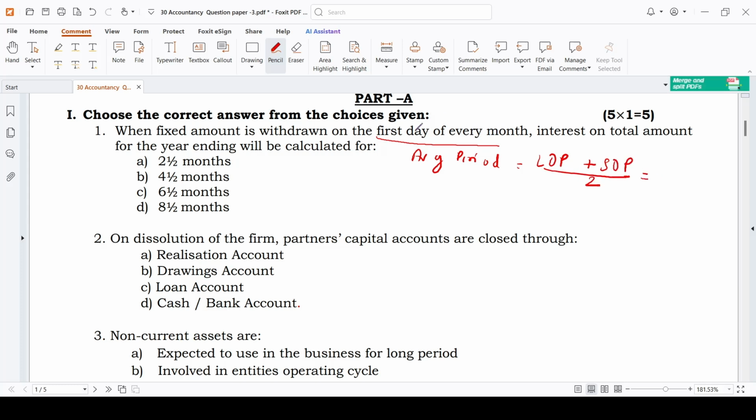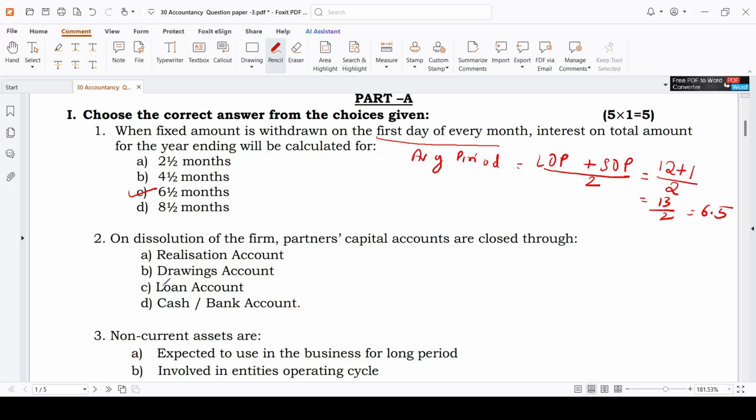See here, every month you are withdrawing. In a year, how many months will be there? 12 months. So if you withdraw on the first day, after the first withdrawal, still 12 months are there. 12 plus 1. See, the shortest outstanding period, at the last withdrawal, how many months are still pending? 1 month is pending. 12 plus 1 by 2, that is 13 by 2, which comes to 6.5. That is nothing but 6.5 months. So if you have done the average period method for calculating interest on drawings, it will be very simple for you people.